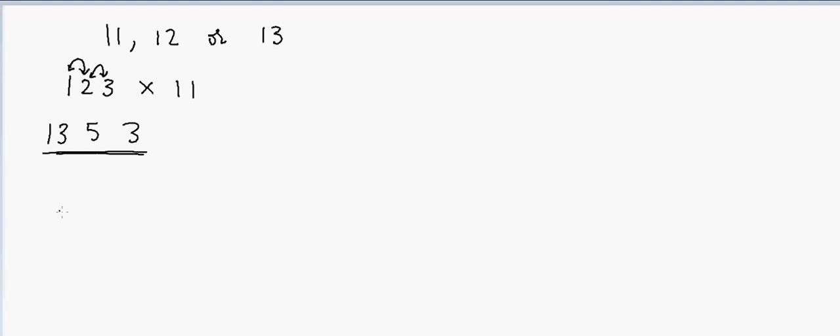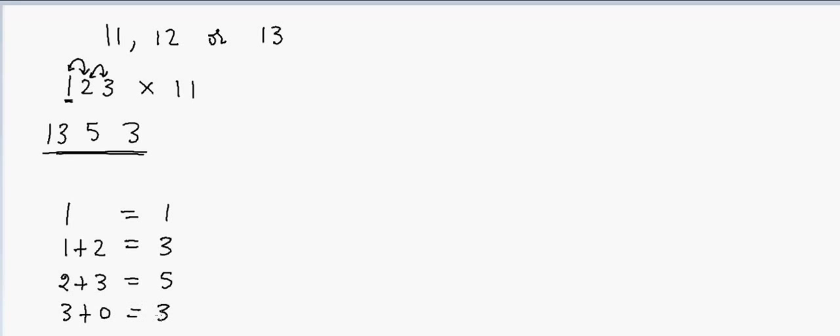Again, how did I do this? My first digit is the same as the first digit we have here. My second digit will be equal to 1 plus 2, which is first digit plus second digit. My third digit will be equal to second digit plus third digit, and the last will be equal to the last digit plus 0, because we have nothing else left. So that will be equal to 1 3 5 3. So that's my answer, 1353.